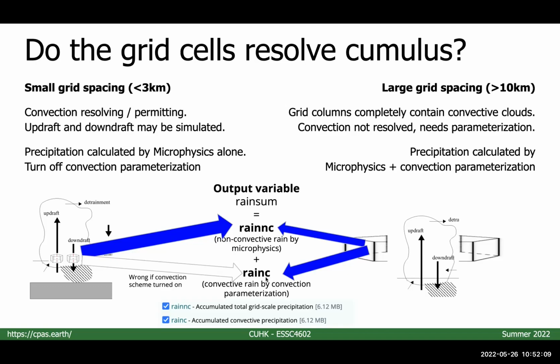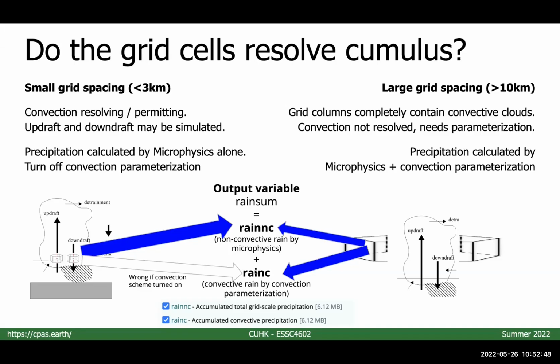We talk about RAINC first. So the name is accumulated convective precipitation. So convective. So this RAINC is actually calculated by the convection parameterization scheme. Okay. And then RAINNC, the N is non-convective. Okay, non-convective. So this rainfall is not calculated by this convection scheme. It is calculated by the microphysics scheme.